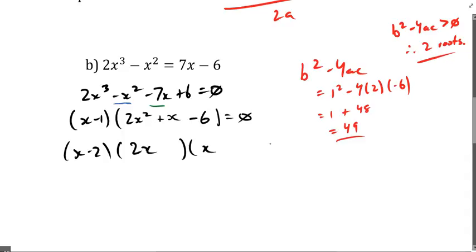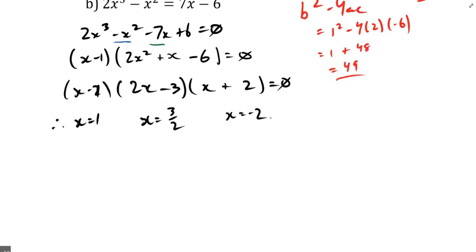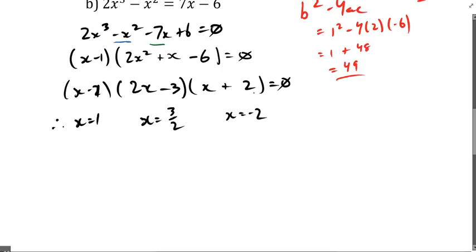2x and x. It's got to be 3 and 2. 3 and 2 plus minus equals 0. Yeah, I don't know why I wrote that. Okay, and therefore x equals 1, x equals 3 over 2, x equals negative 2. I think 2x times 2 is positive 4 minus 3 gives me positive 1.